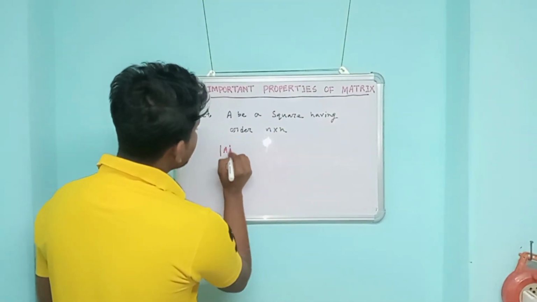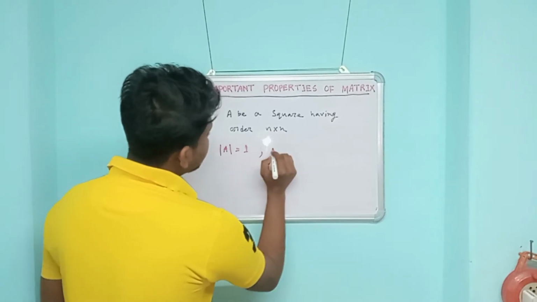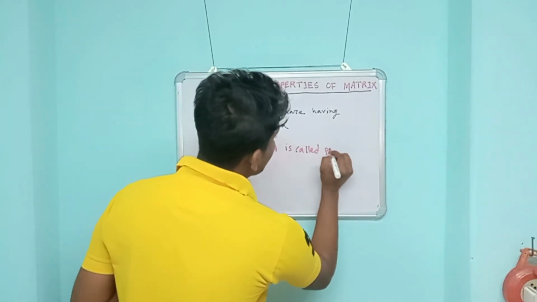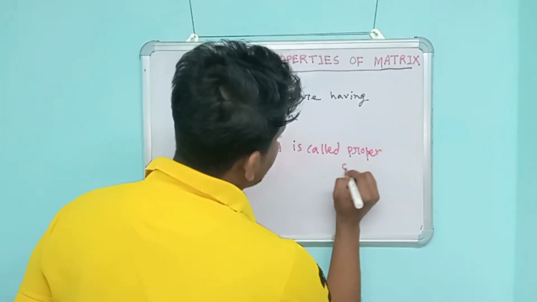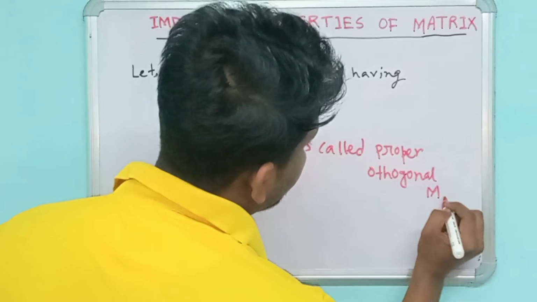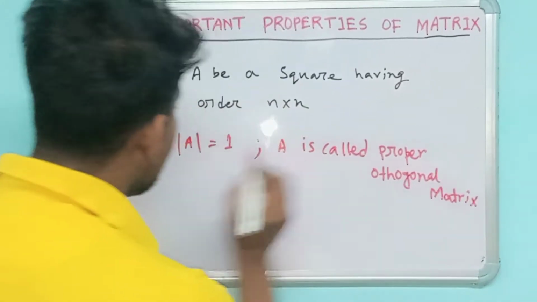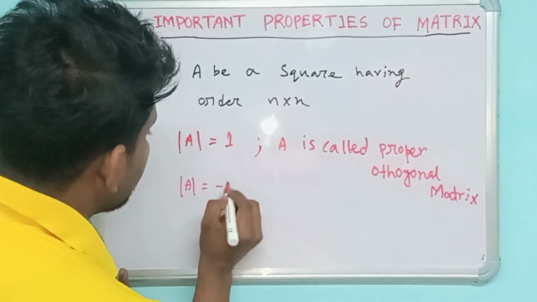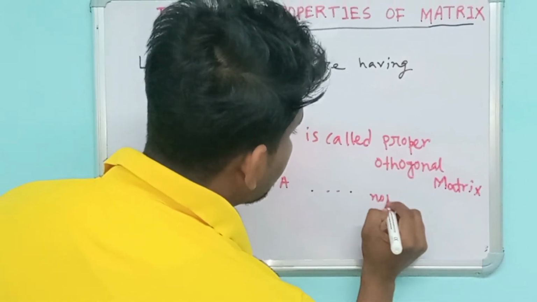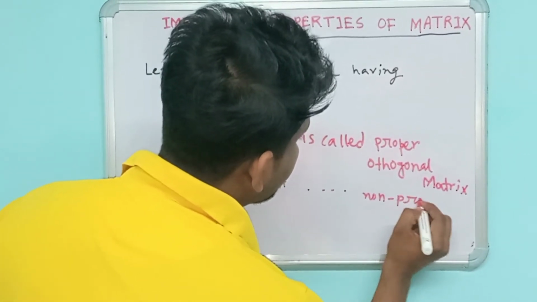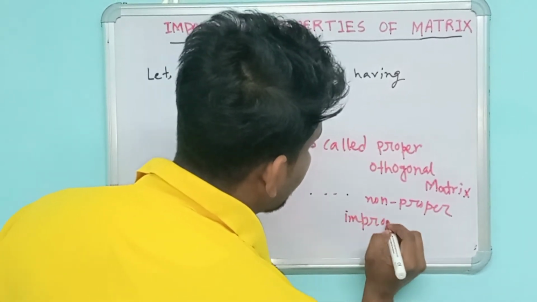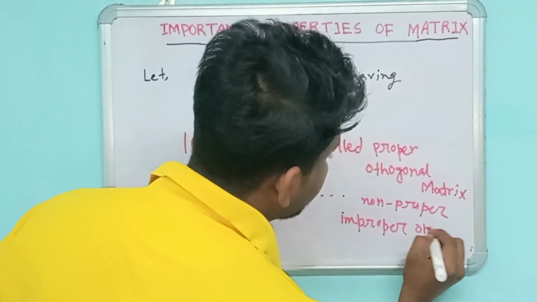When mod of A equal to 1, then the matrix A is called proper orthogonal matrix. And when mod of A equal to -1, then A is called non-proper or improper orthogonal matrix.